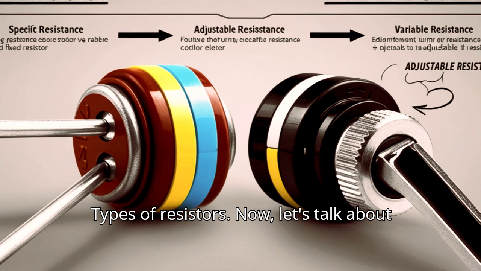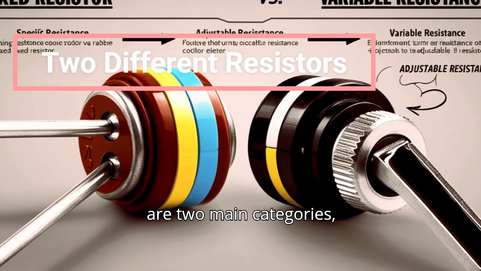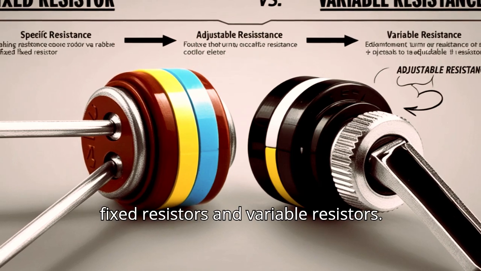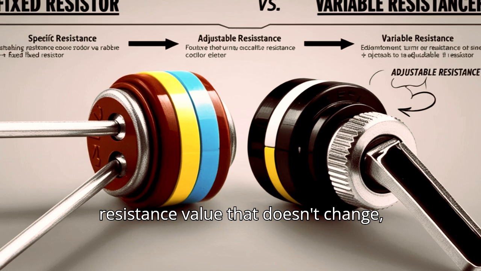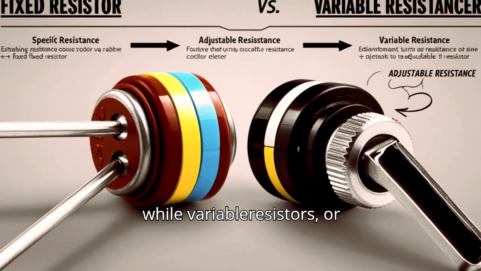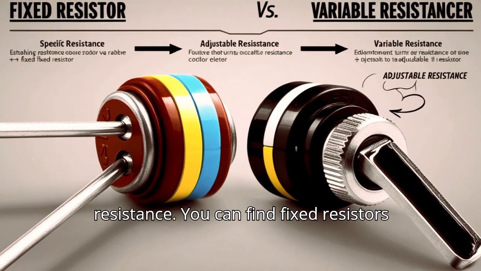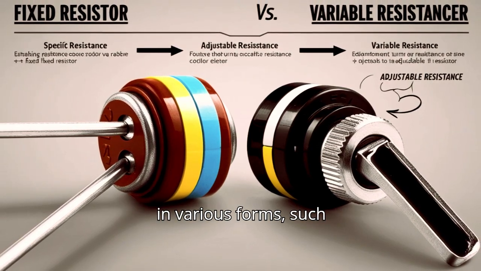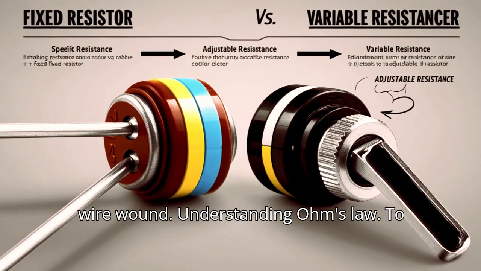Types of resistors. Now, let's talk about the different types of resistors. There are two main categories: fixed resistors and variable resistors. Fixed resistors have a specific resistance value that doesn't change, while variable resistors, or potentiometers, allow you to adjust the resistance. You can find fixed resistors in various forms, such as carbon film, metal film, and wire wound.